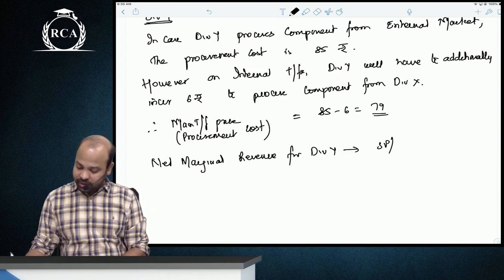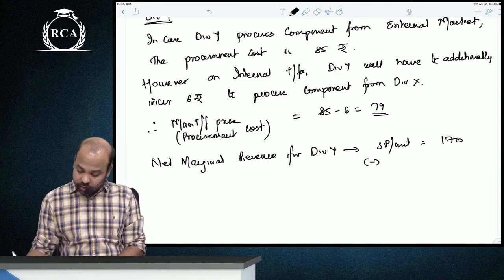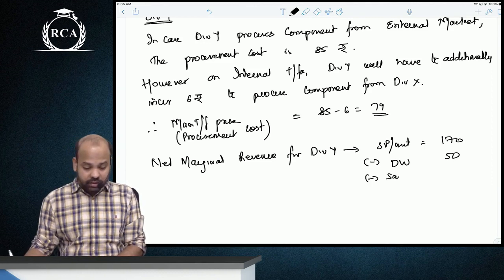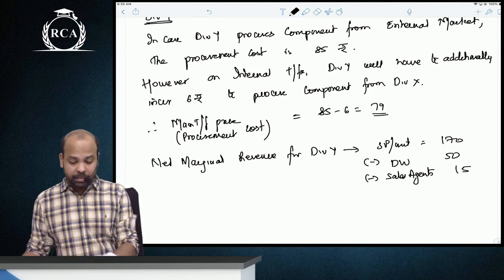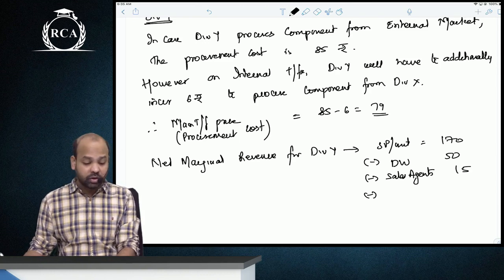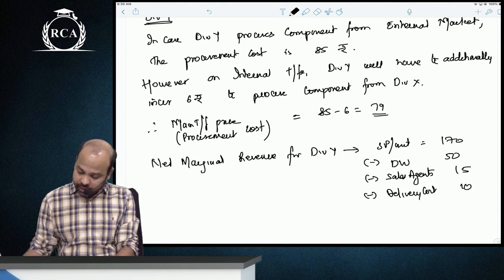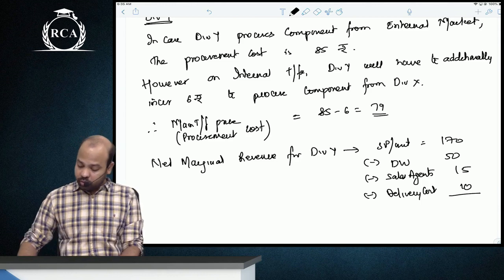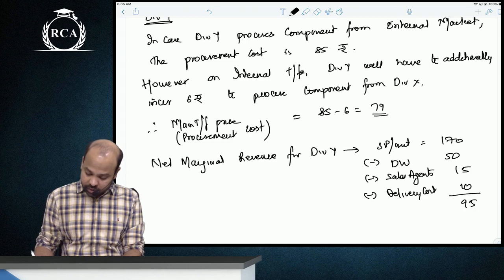So, what is the selling price per unit that they have to incur? Selling price per unit is 170. What is the amount of direct wages that they have to incur? 15. What is the amount of sales agents commission? Sales agents commission 15. Apart from that, if they sell externally, division Y has an additional cost of 10 rupees on units sold to external customers. Delivery cost is 10 rupees. This I am not saying, the question is saying. 170 minus 50 minus 15 minus 10, 95 rupees.